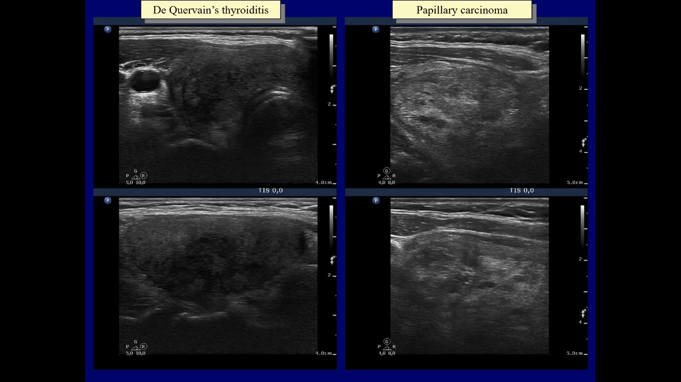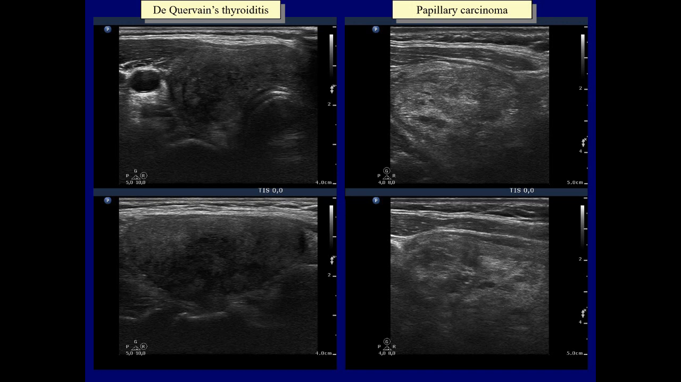Typical presentation of de Quervain's thyroiditis is demonstrated: the whole ventral part of the hypoechogenic area is blurred, and the borders between the more and the less hypoechogenic areas are also ill-defined within the large hypoechogenic lesion. The borders are sharp and uneven in papillary carcinoma. The tumor is found in a basically hyperechogenic nodule which contains small well-circumscribed hypoechogenic areas.